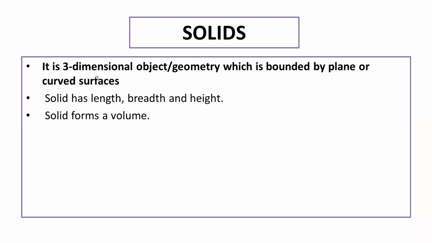So what is the meaning of solid? It is a three-dimensional object or a geometry which is bounded by the plane or the curved surfaces. Okay. So solid has length, breadth, and height. So this is a three-dimensional geometry. Solid forms the volume. So if we compare the solid with the plane, then plane forms some area, and the solid forms the volume. Okay.